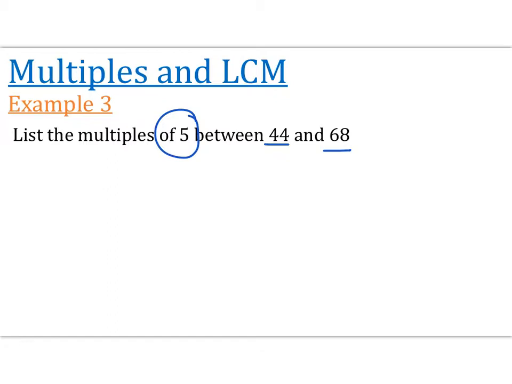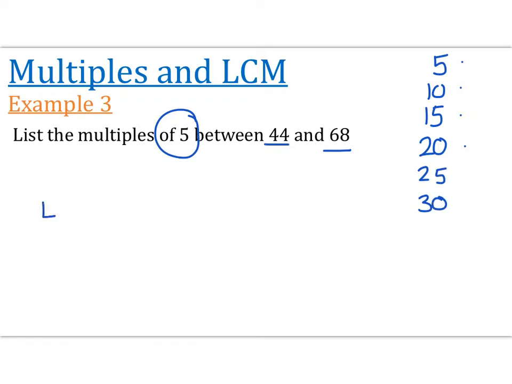Okay, so what do I know about the multiples of 5? The multiples of 5 are 5, 10, 15, 20. Do you notice anything about this pattern already? Ends in a 5, ends in a 0, ends in a 5, ends in a 0. So the next one's going to end in a 5 and then end in a 0. So I've got to think about between 44 and 68.